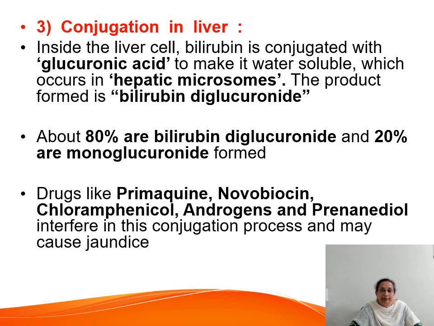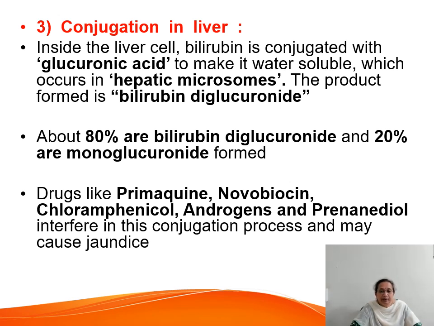Then conjugation happens in the liver. Inside the liver cell, bilirubin is conjugated with glucuronic acid in the presence of the enzyme UDP-glucuronide transferase. Initially bilirubin monoglucuronide is formed. Later on, bilirubin diglucuronide is formed, which is the conjugated bilirubin. 80% of it is in the bilirubin diglucuronide form, and 20% is in the monoglucuronide form.